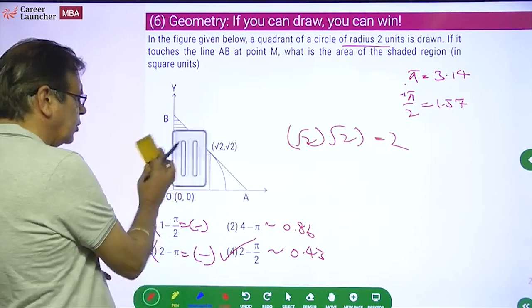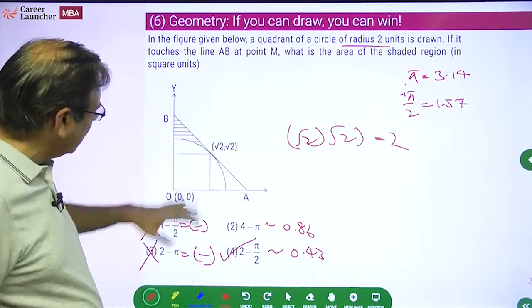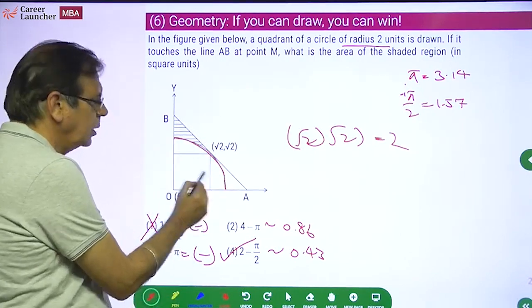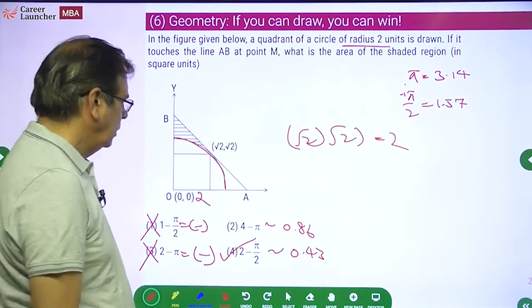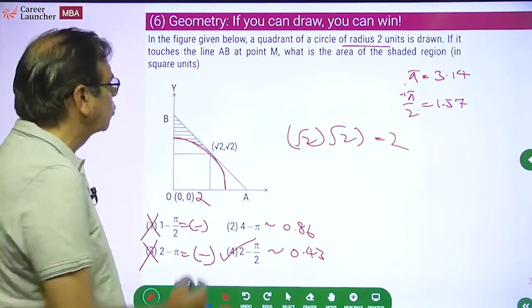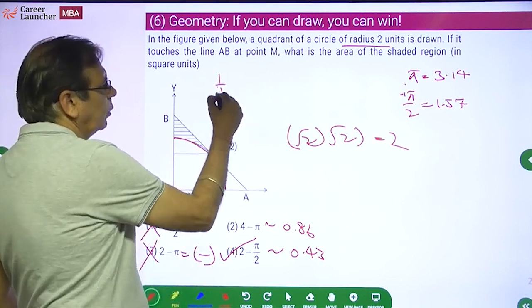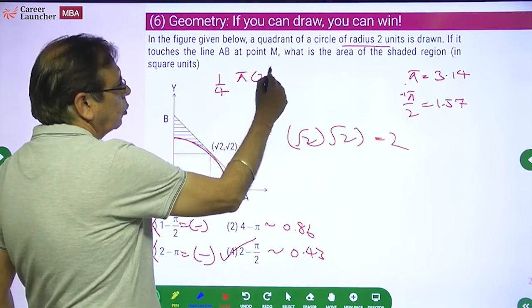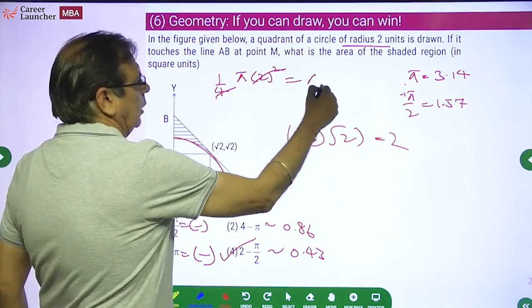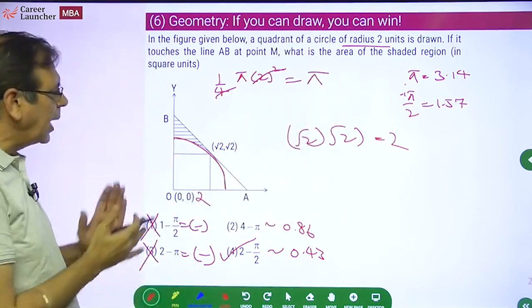Another way to look at this question would be to say, okay, what is the area of this particular quadrant? The radius is 2, isn't it? The radius is 2. So, what will be the area of this quadrant? It will be 1 by 4 into pi r square, 1/4 of the circle, into pi into 2 square. It is equal to pi. So, what is my answer going to be?